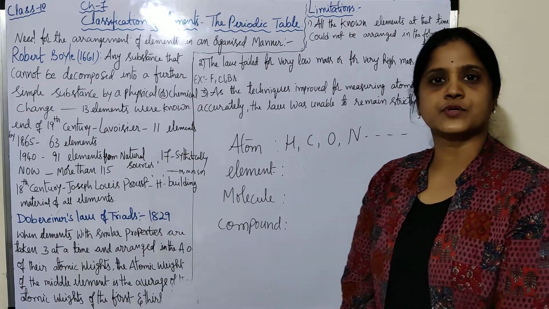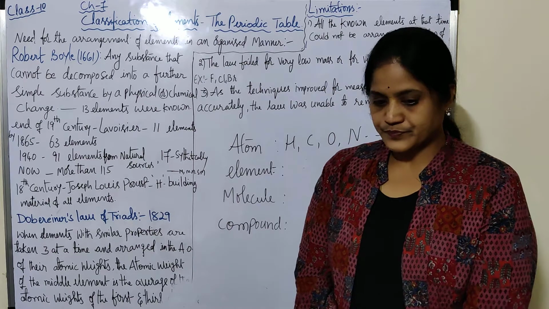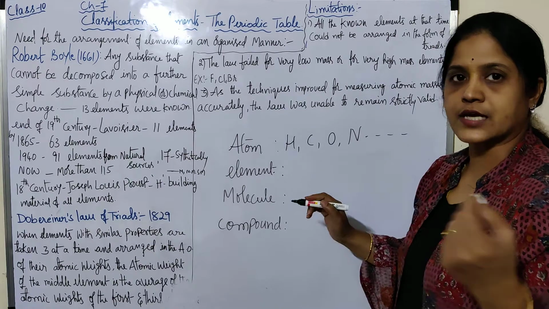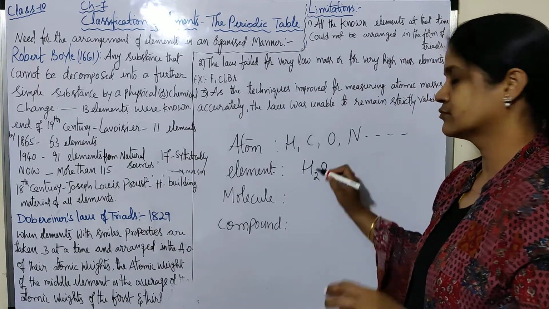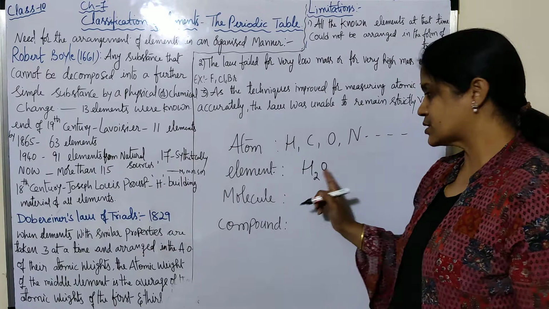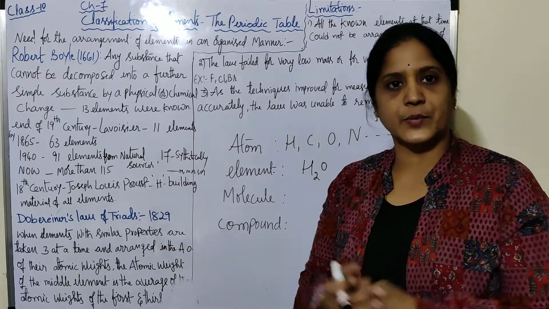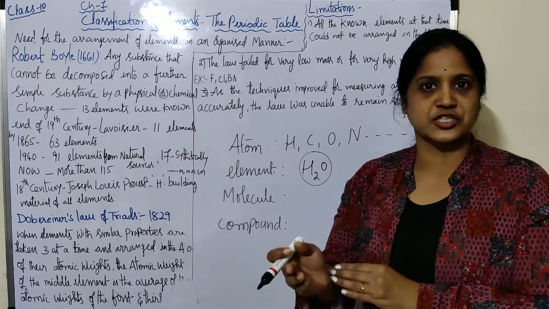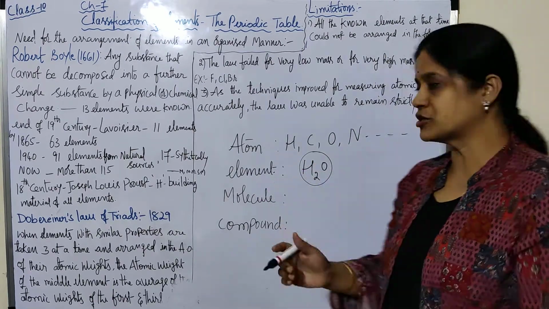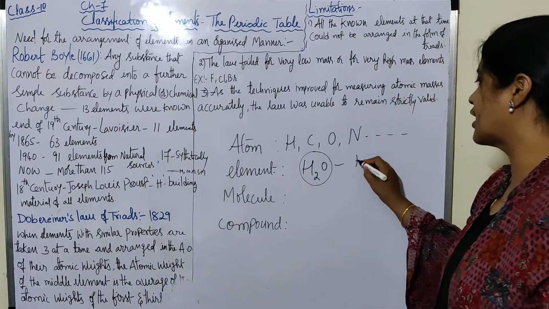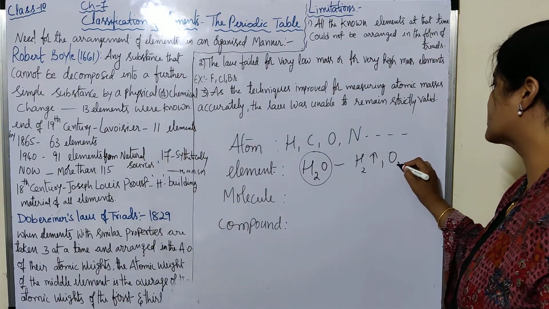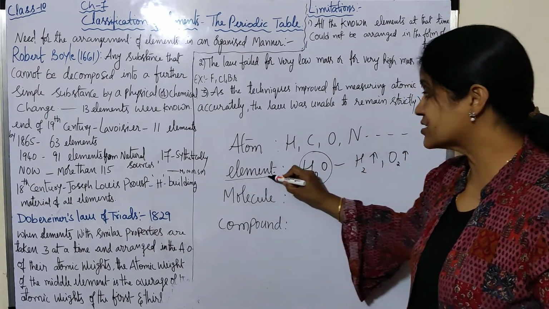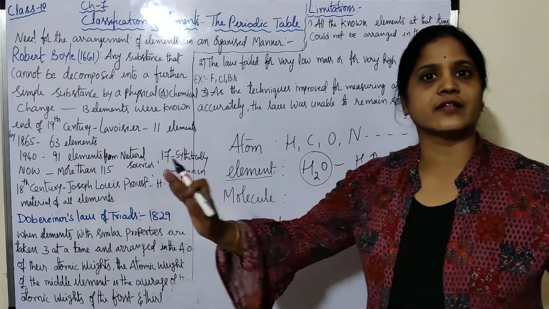So what are the examples of an element? For example, if you take water, either by physical or chemical change, you can separate it. This water can be separated into other substances like hydrogen gas and oxygen gas. But an element like this cannot be further decomposed.